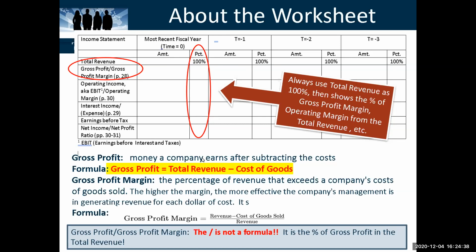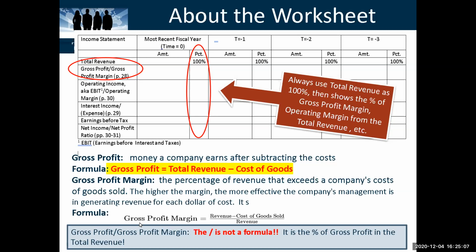Gross profit is the money a company earns after subtracting the costs. So here's the formula for gross profit: total revenue, subtract cost of goods. The profit margin is the percentage of revenue that exceeds a company's cost of goods sold. So the higher the margin is, the more effective the company's management is in generating revenue for each dollar of cost.